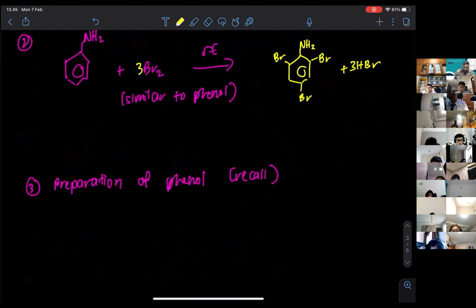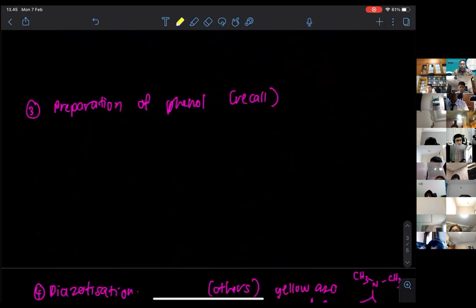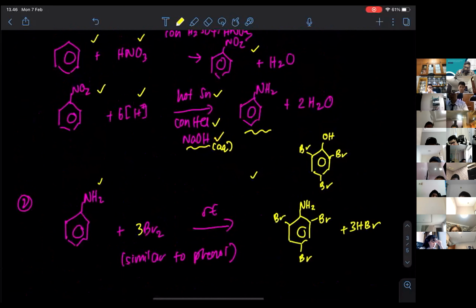Now, preparation of phenol. Let's recall how to get phenylamine. You get the phenylamine like just now. You get it from benzene. You use the HNO3, you get this part. So you will get phenylamine.